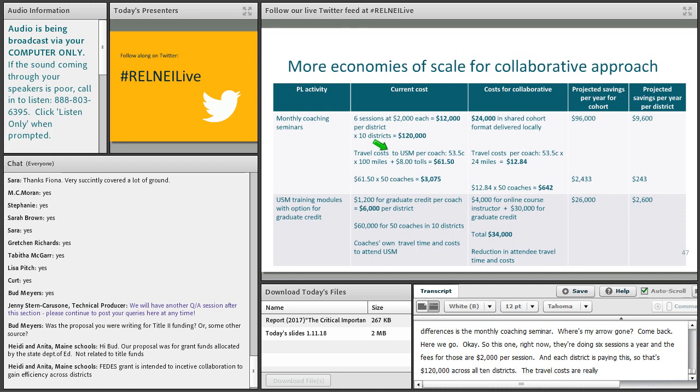The travel costs are really high because the coaches are all traveling an average of 100 miles back and forth from USM, paying the $8 a toll, so it's like $60 of travel costs per coach. That adds up for 50 coaches to over $3,000.